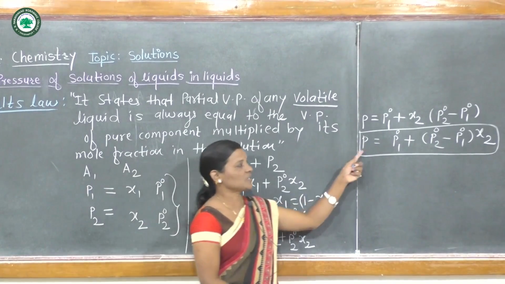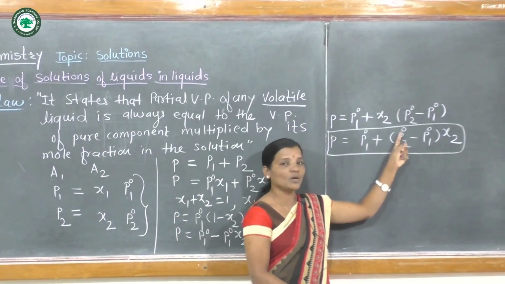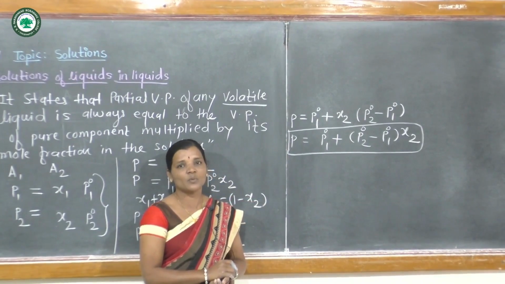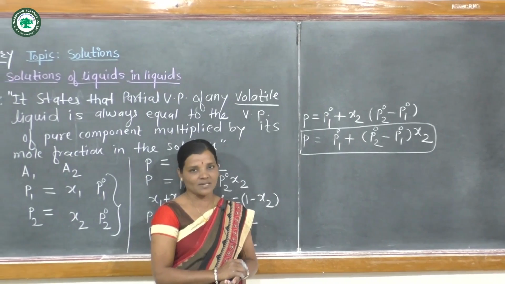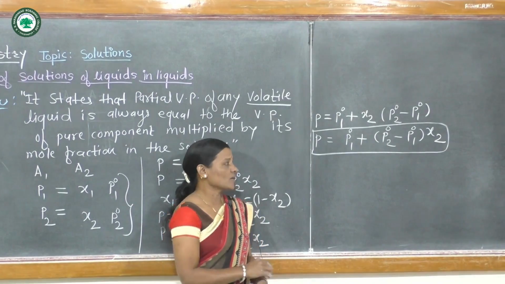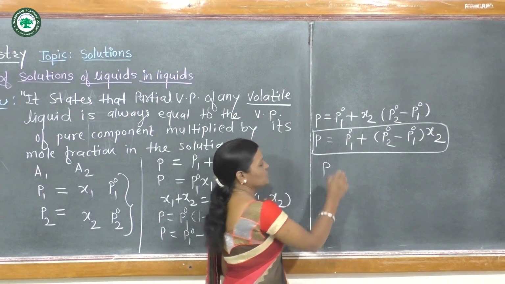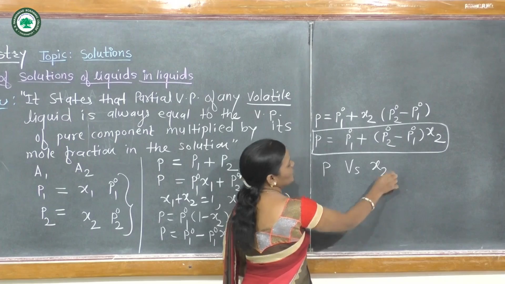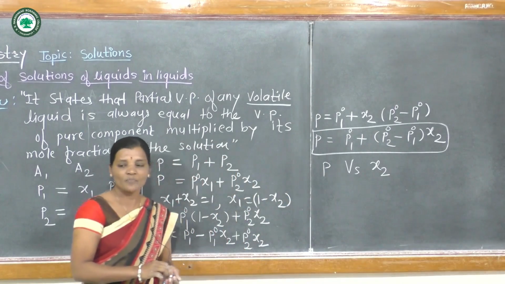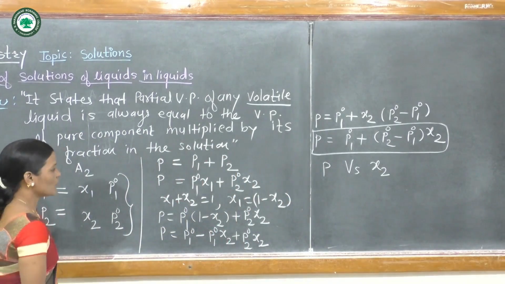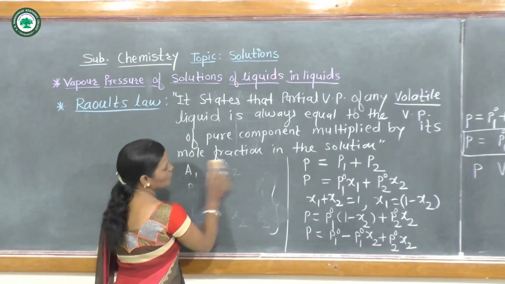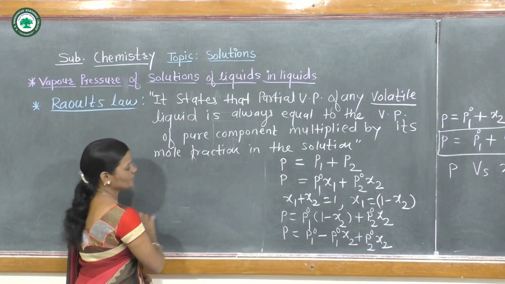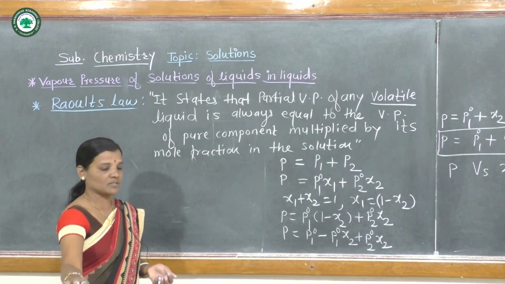Now in this equation, P01 and P02 are the vapor pressures of the pure components A1 and A2, and both these values are constant. And so if we plot the graph of pressure of the solution versus mole fraction of the second volatile component, then we'll get an idea about the relationship between mole fractions of components A1 and A2 with their partial pressures.